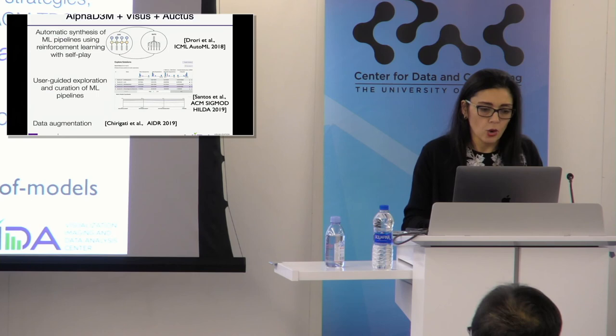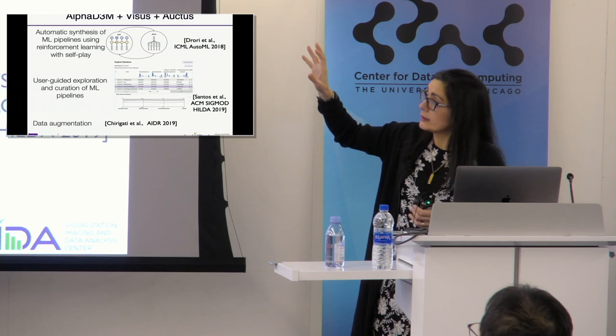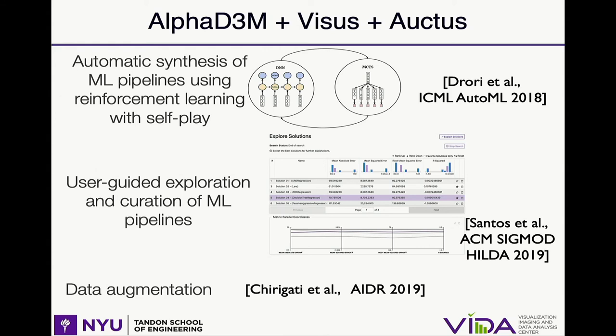One is the automatic synthesis of ML pipelines. The idea here is that you'd like domain experts to build the predictive models. They come with a data set and with what they want to predict. And what we built is machinery that uses deep learning to generate pipelines that solve that problem and create a predictive model or a set of predictive models for that particular problem.